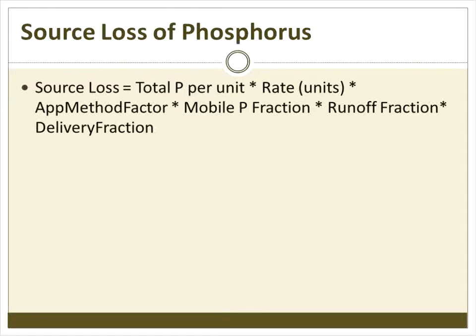Is it surface applied? Are you disking it in? We'll talk about the mobile P fraction, which is really how much soluble phosphorus is in the material that you're putting on. And then the runoff fraction is simply part of the runoff amount that we've been calculating in the other portions of PLAT, and the delivery fraction. So let's talk about some of these specifics.